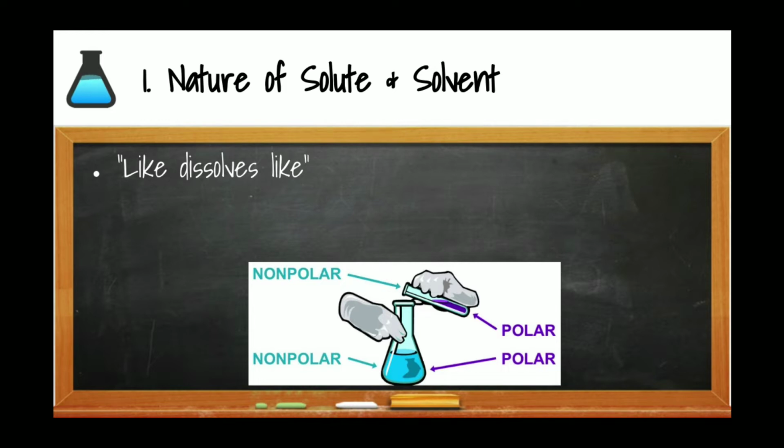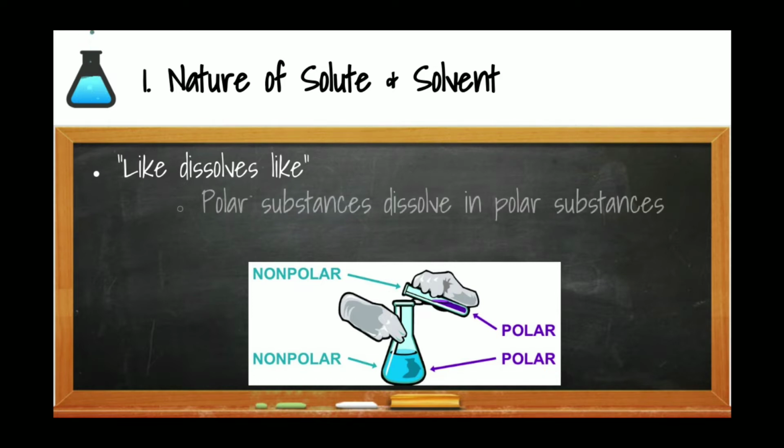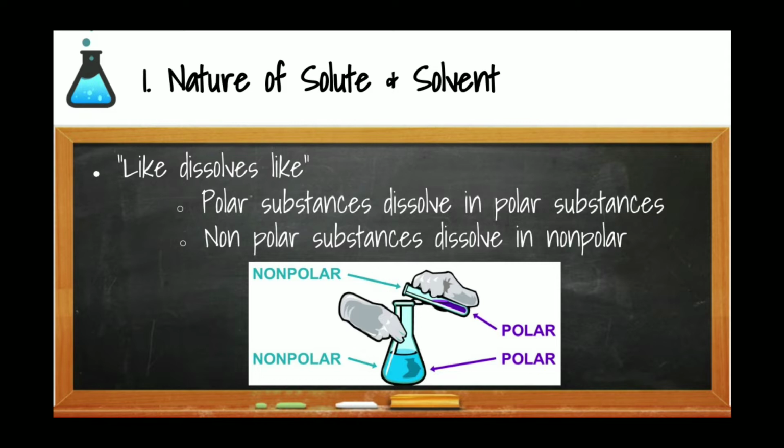So the first factor that affects solubility is the nature of the solute. This is described as like dissolves like. We know that only substances with similar polarity will dissolve in one another. So polar substances dissolve in polar substances, and nonpolar substances dissolve in nonpolar substances.